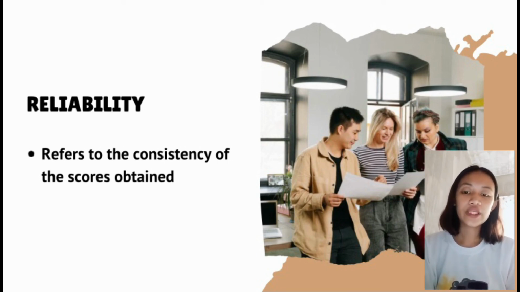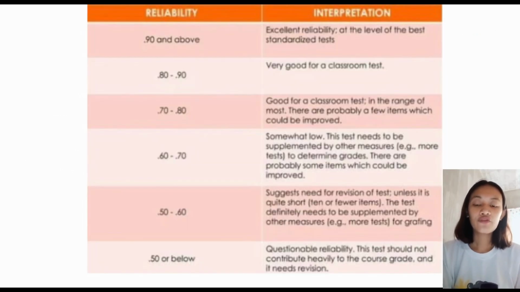Ang sunod ko naman po na i-discuss yung standard followed almost universally in educational test and measurement po. Reliability po na 0.90 and above, ito po ay excellent reliability. Yung 0.80 to 0.90 naman po, very good for a classroom test. 0.70 to 0.80, good for a classroom test din po. Pero ang range, there are probably a few items which could be improved po. Kailangan pa pong ma-improve. Yung 0.60 to 0.70, mababa po.